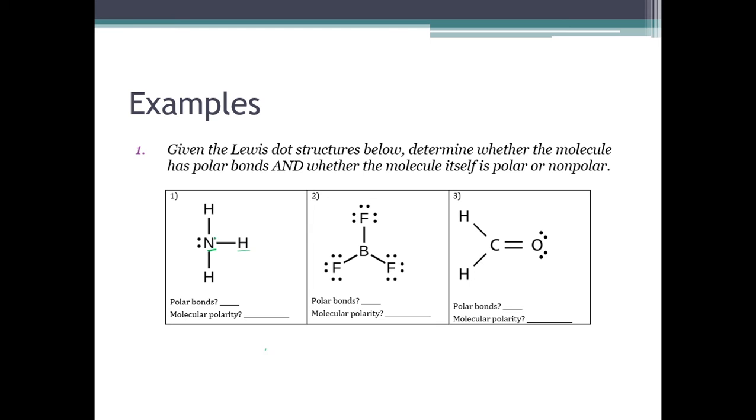These are not the same element. It's not bromine and bromine or hydrogen and hydrogen. It's not nitrogen and nitrogen or hydrogen and hydrogen. Nor is it a carbon-hydrogen bond. So for the most part, if it's not carbon-hydrogen and it's not diatomic, if it's neither of those, it's probably going to be polar.